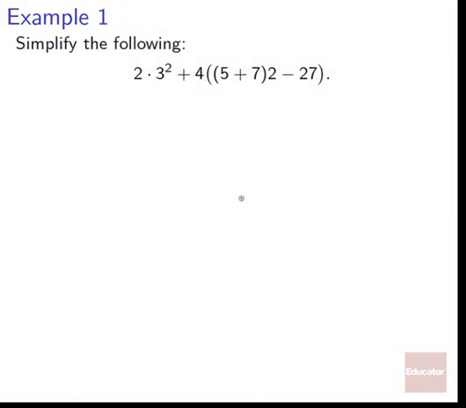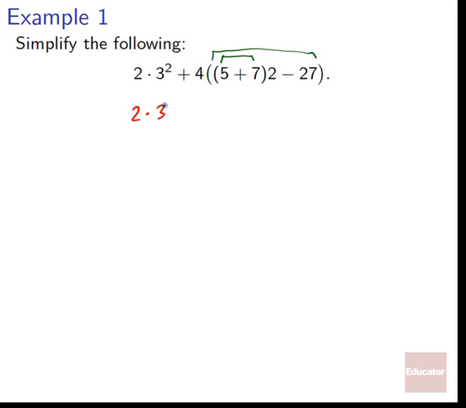Great. Let's do some examples. So if we want to simplify the following, 2 times 3 squared plus 4 times quantity, which is inside of that quantity 5 plus 7, and quantity times 2 minus 27. Well, we've got parentheses inside of parentheses. So first we go, let's work on the thing inside of the parentheses. And then inside of that, oh, we've got even more parentheses. So first we go 5 plus 7.